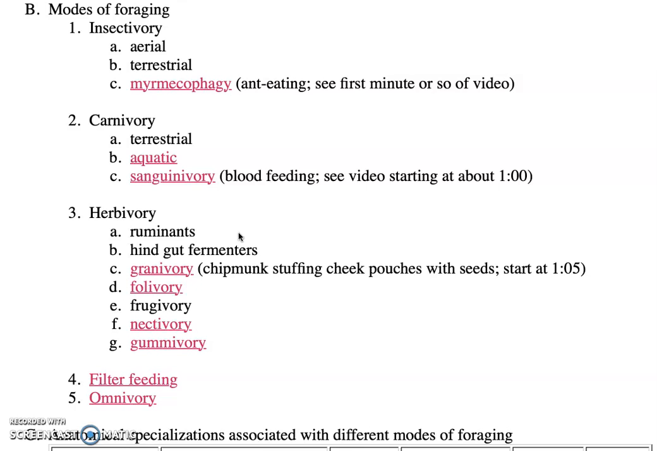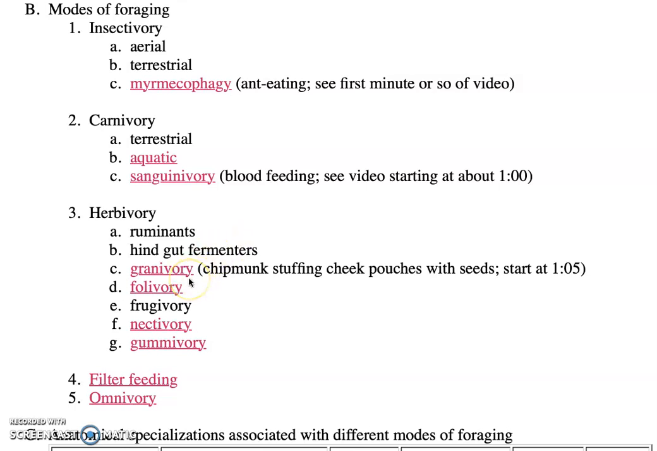Hindgut fermenters do the same thing, but they do it in a different place in their digestive tract. So instead of having a very complicated stomach, they have a simple stomach that has one main pouch. And then farther along in their digestive tract, they have a very, very large cecum, which is full of microbes that produce cellulase and can break down cellulose, break down the plant cell walls. So they're doing the same thing as the ruminants, only a little farther along in their digestive tract.